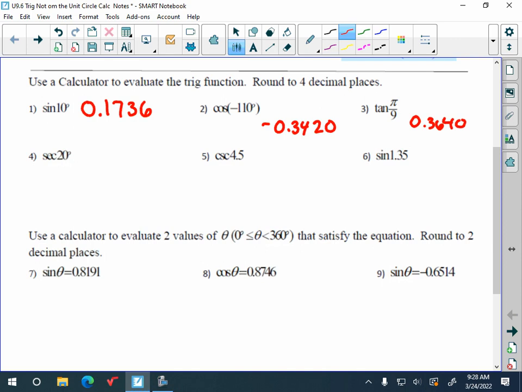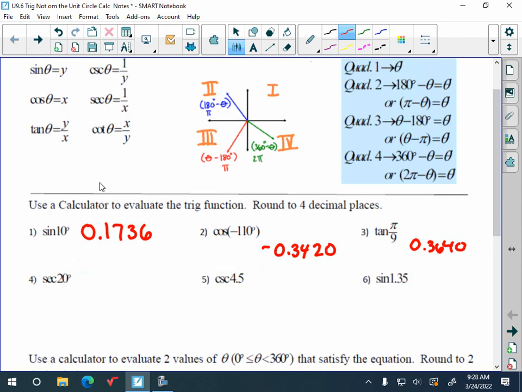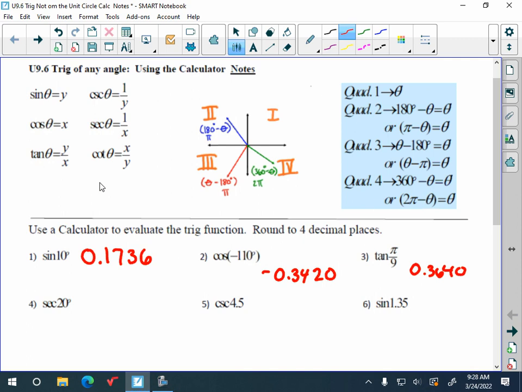All right, so number 4, secant 20 degrees. Since we don't have a secant button, we're going to use this formula right here. The secant of an angle is 1 divided by x. Now, x is the same as cosine theta. So I can replace this x here with cosine theta. So that means that secant of theta is 1 over, or 1 divided by, the cosine of theta. So that means that secant 20 degrees is equal to 1 over cosine 20 degrees.